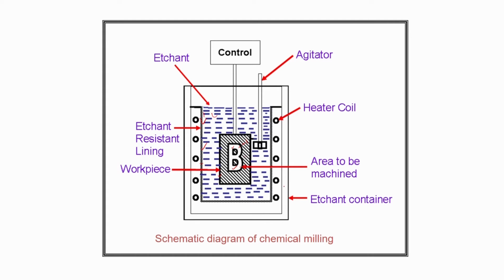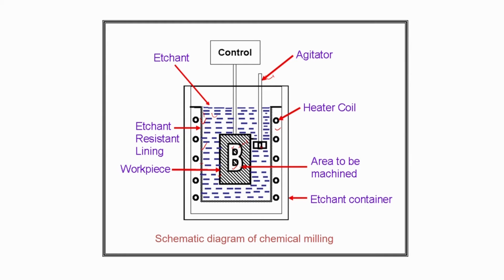So this is the etchant container here, and sometimes a heater coil is required. So the etchant can be heated by using a heater coil. And sometimes the etchant is agitated by an agitator. So here there is a rotating device. Using this rotating device or agitator, the etchant is properly circulated inside the etchant tank or etchant bath.